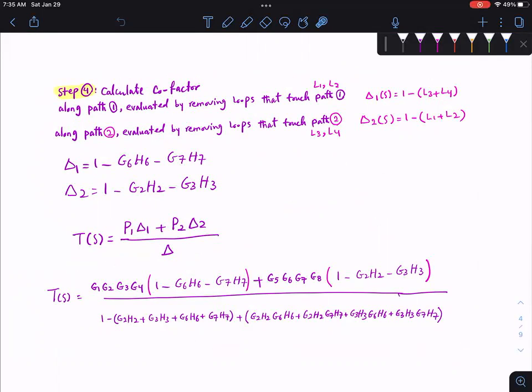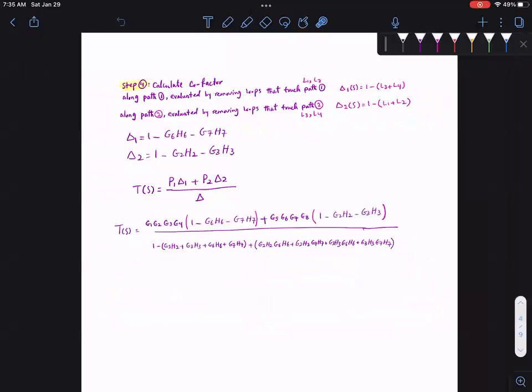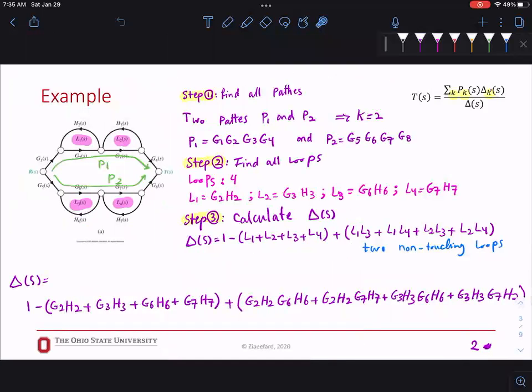To calculate that, you go along path 1, for example, and then evaluate this delta 1 by removing all the loops that touch that path, that are on that path. So if we look here, this is path 1, L1 and L2 are touching. So we eliminate these two, and the only two left are these.